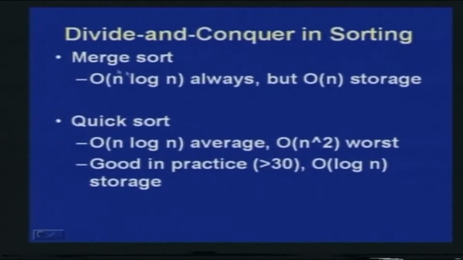So, let us take the merge sort. If you remember, the time complexity of merge sort is of the order of n log n always, but then it requires of the order of n storage. Quicksort again is of the order of n log n on average, and it is of the order of n to the power of 2 in the worst case, and in practice it is good if n is greater than 30, and it requires approximately of the order of log n for storage purposes. So, in that case quicksort is better.